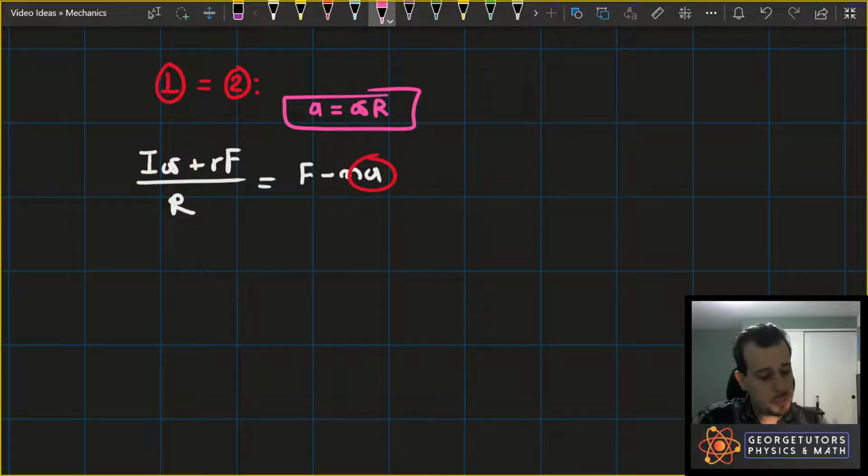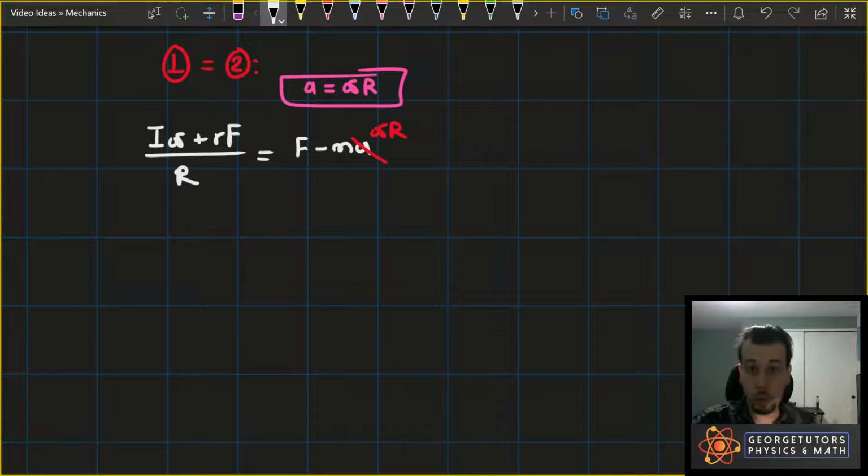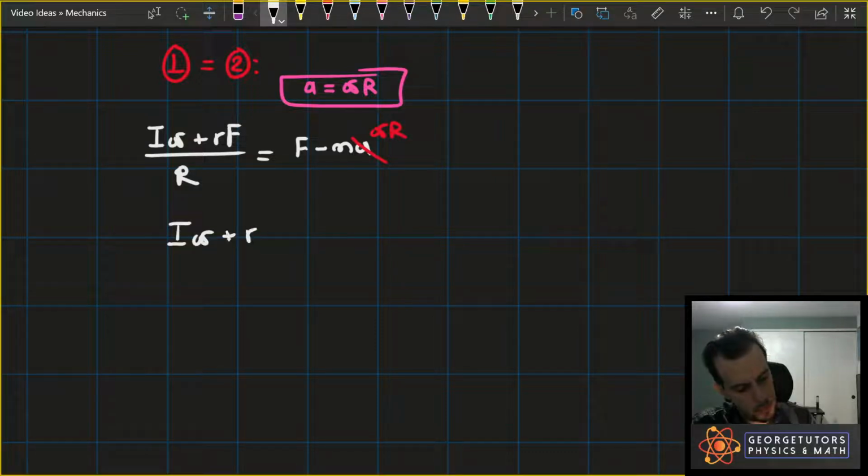So we can replace either variable right now. I'm going to go ahead and replace this one, the linear acceleration, by alpha R, and solve for what that alpha is. So if I pass the R here to the other side, I get I alpha plus RF is equal to capital RF minus MR squared alpha.